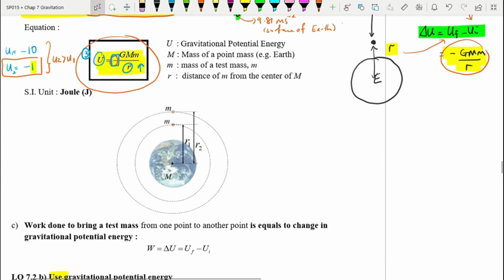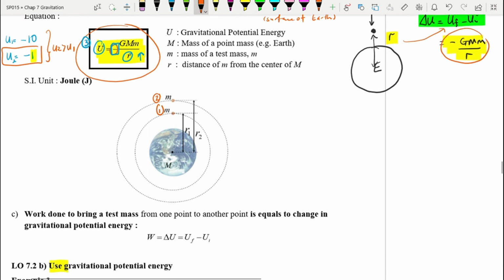Itu contoh infinity kepada point. Contoh kalau yang ni daripada point to point, maksudnya R tu kedua-duanya ada value. Daripada point 2 kepada point 1, contoh daripada R2 kepada R1. Jadi logiknya kita akan gunakan basic concept. Kalau kita nak kira work done to bring this test mass from point 2 to point 1, kita gunakan final minus initial. Siapa final? Yang ni akan jadi final sebab dia 2 kepada 1. Yang ni akan jadi initial.